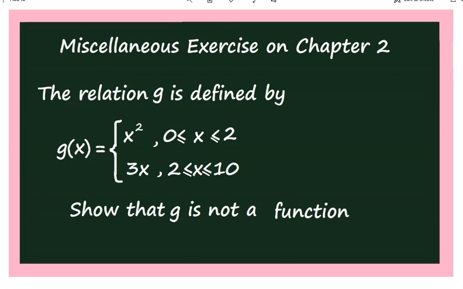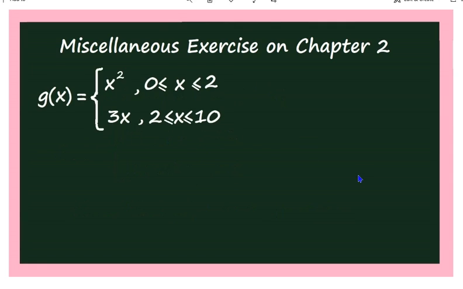The relation g is defined by g of x equal to x square, where 0 less than or equal to x less than or equal to 2, and 3x when 2 less than or equal to x less than or equal to 10. And to show it is not a function, it is sufficient if we check at the point 2. That's why I directly check at the point x equal to 2.